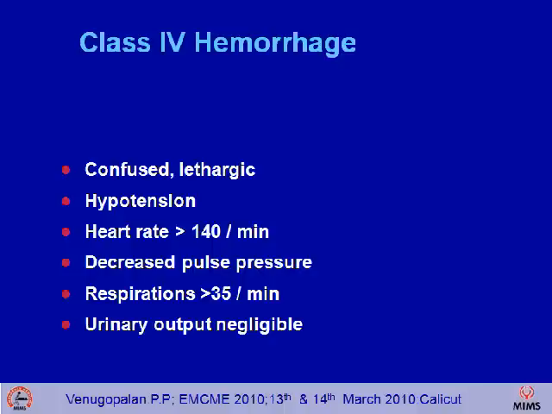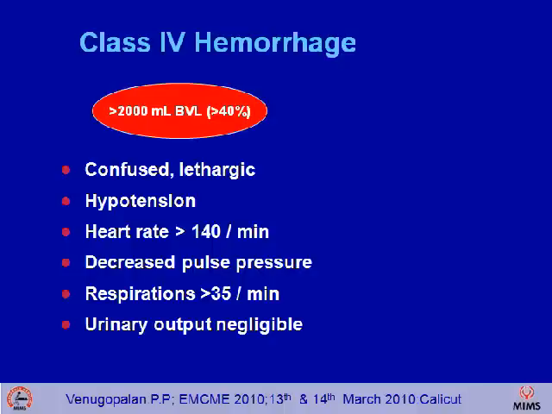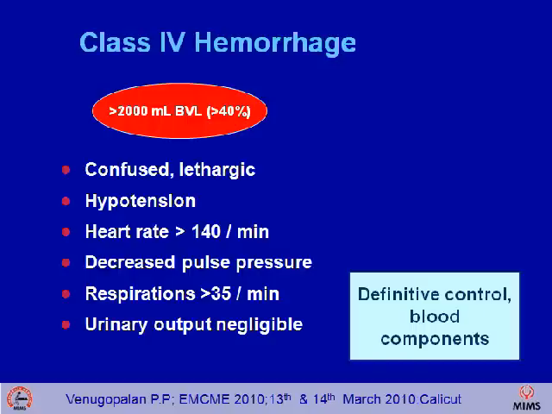In class 4 hemorrhage, a severe form of hemorrhage where the blood loss is more than 2000 ml, that is more than 40% of the blood volume already lost, patients will be confused and lethargic, presenting with severe hypotension, a heart rate of more than 140 per minute, a decreased pulse pressure, respiratory failure, and decreased urine output, as in acute renal failure. The treatment is blood and blood components along with definitive hemorrhage control, that is, surgical hemorrhage control.